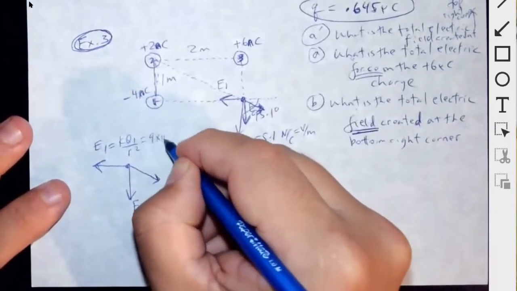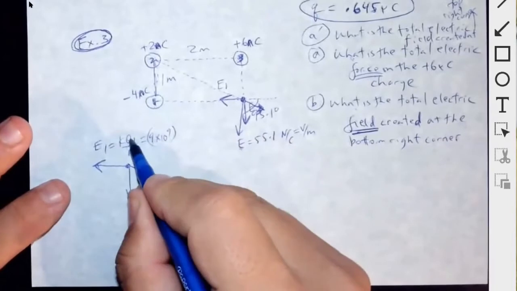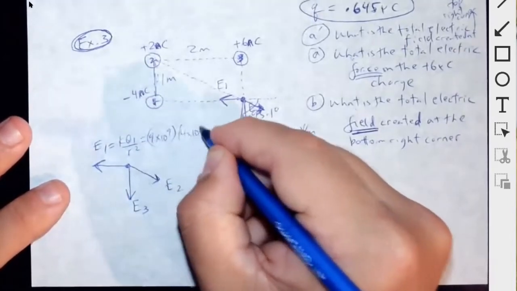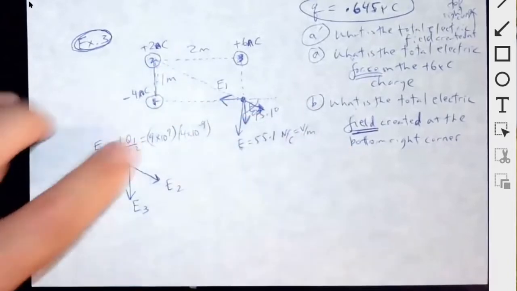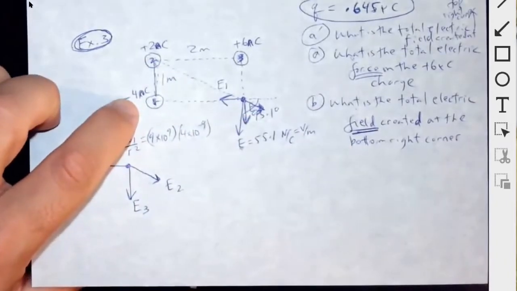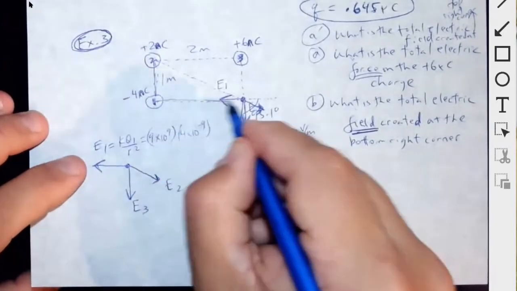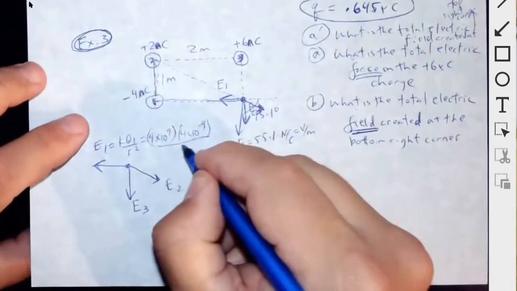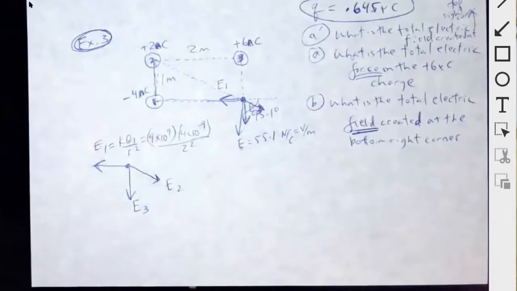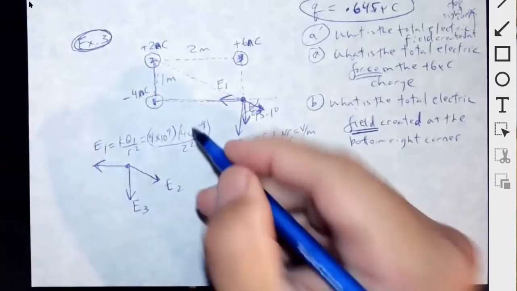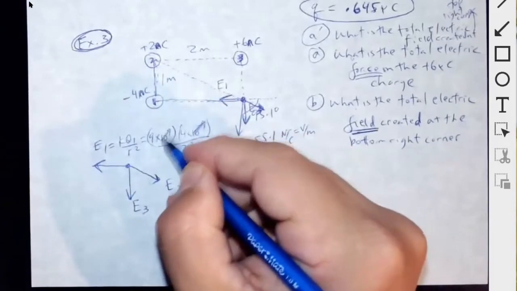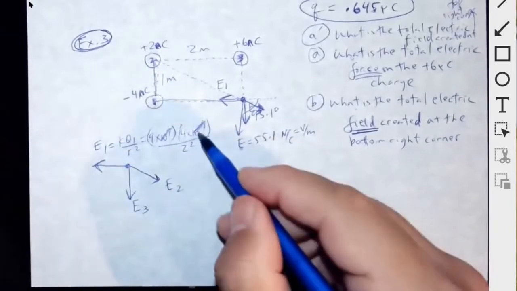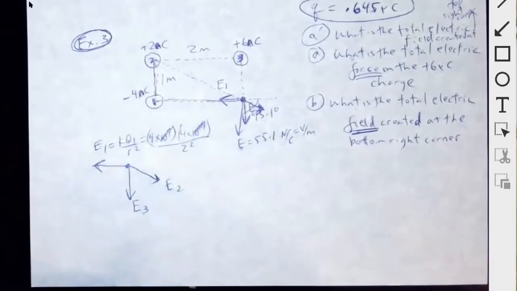So 9 times 10 to the 9th. And then the Q is what? 4 times 10 to the minus 9. Since remember, nano is 10 to the minus 9. And then what's the distance between these two charges? 2 meters, right? So then divided by 2 squared. Well, that's easy to calculate. The 10 to the minus 9 cancels the 10 to the 9th. That's why the simulation uses a nanocoulomb, because then it's just easy. It cancels with the K value.